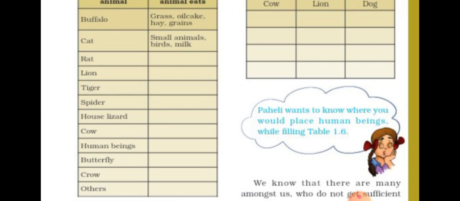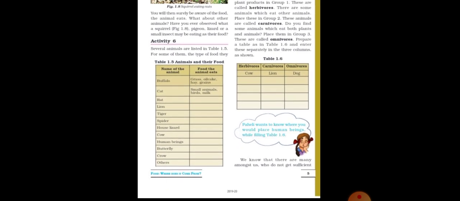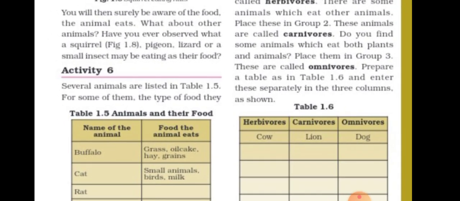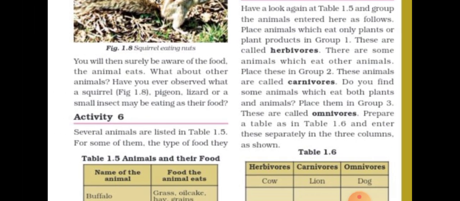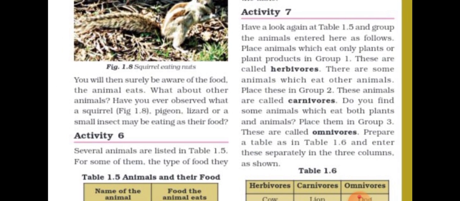Butterfly comes under herbivores. Okay, so you do this, and if you have any confusion, you can ask me. In any animal, but you try to do it by yourself. Now see activity 7. Have a look again at table 1.5 and group the animals entered here as follows. Place animals which eat only plants. Here it is given only plants or plant products in group 1.